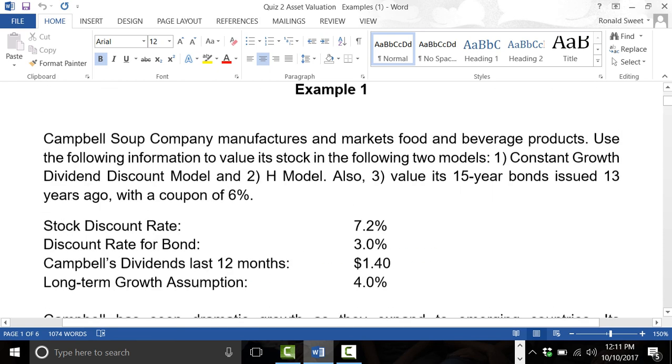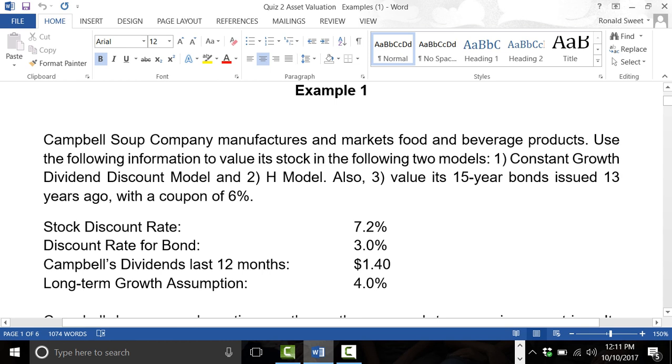For the bonds, we see that the coupon is 6%. So that's important. 6% is going to tell us how much the cash flow is every 6 months. Remember, corporate bonds pay interest every 6 months, and then they pay the entire principal back at maturity. This bond was issued to be a 15-year bond, but it was issued 13 years ago, so that makes it essentially a 2-year bond. All you care about is the time to maturity.